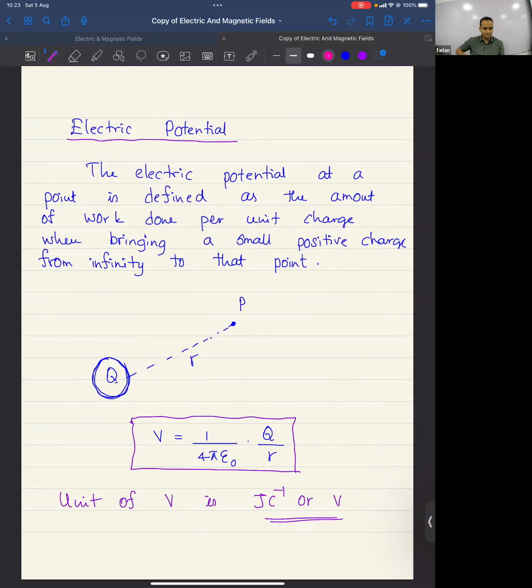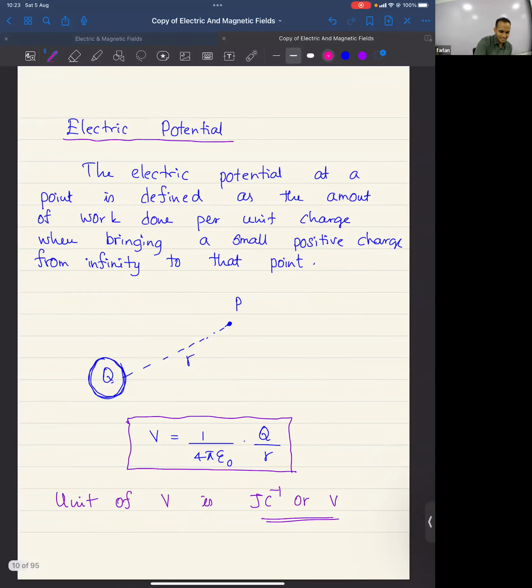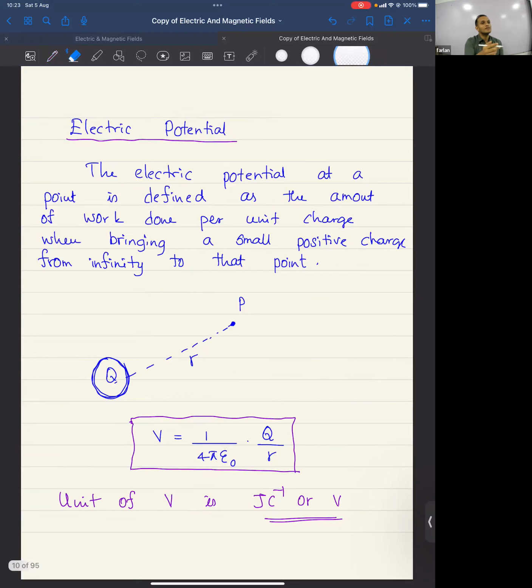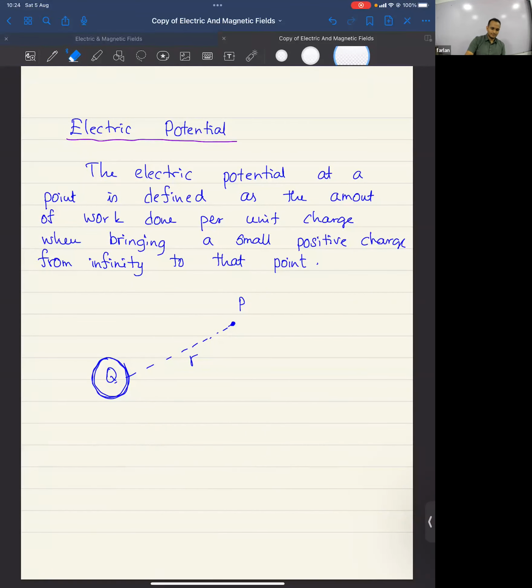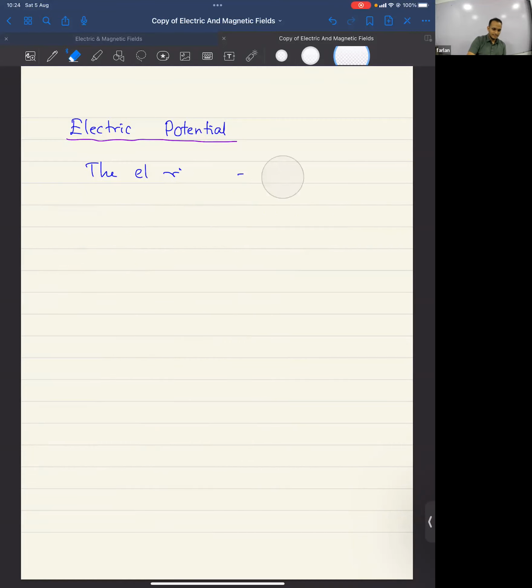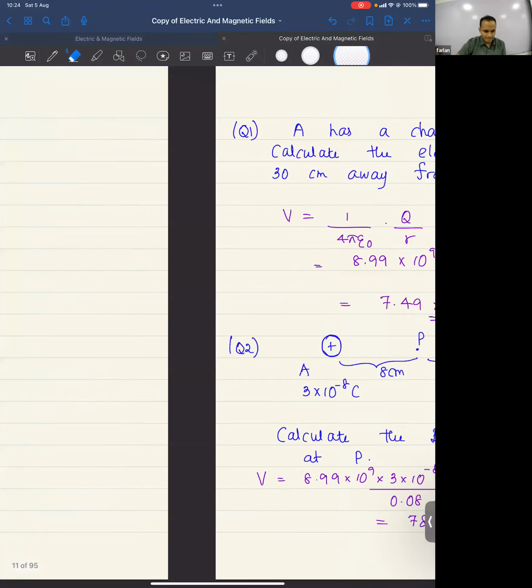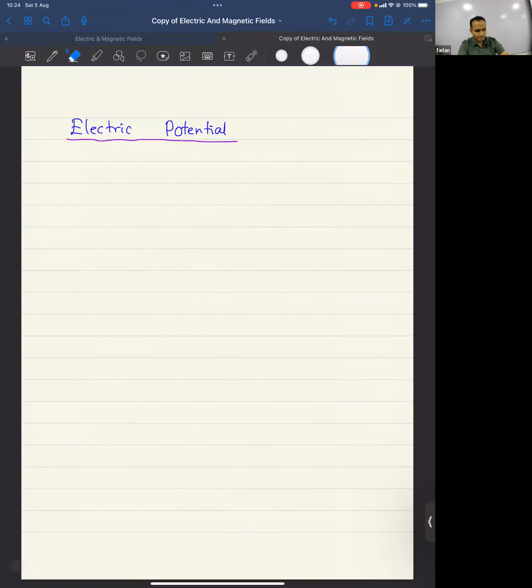Yeah, wait. So now my turn. Yeah, okay. Let's do that. Electric potential. Right.